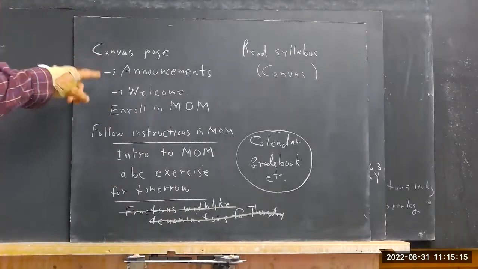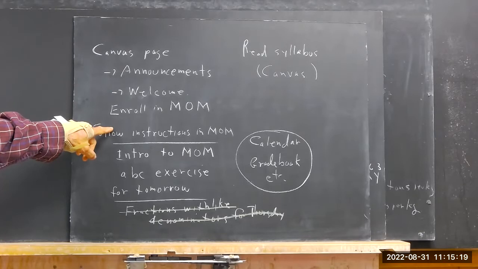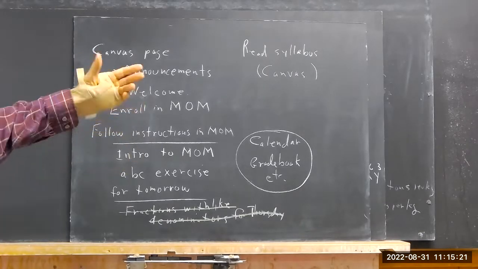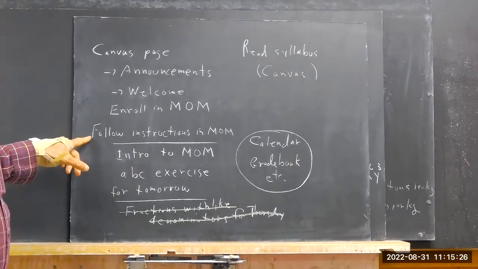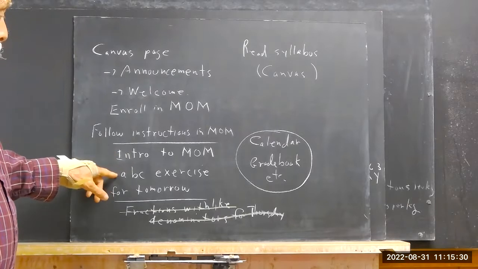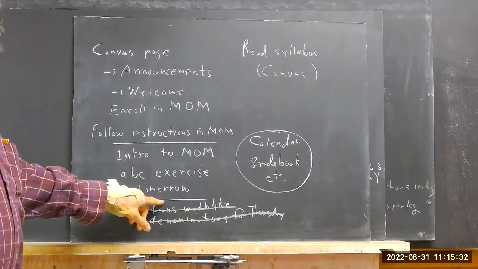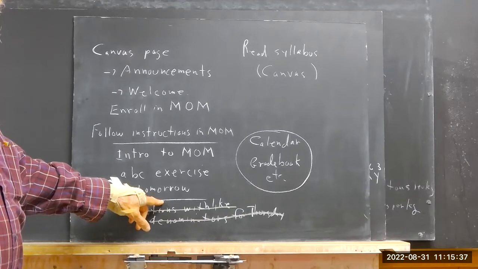So again, on the Canvas page, you go to announcements, and the welcome announcement tells you how to enroll in My Open Math. You just go to your Canvas page, My VHCC, etc. Then you follow the instructions in My Open Math. You have the introduction to My Open Math. You have the ABC exercise. That was due on Tuesday. So it was due yesterday.